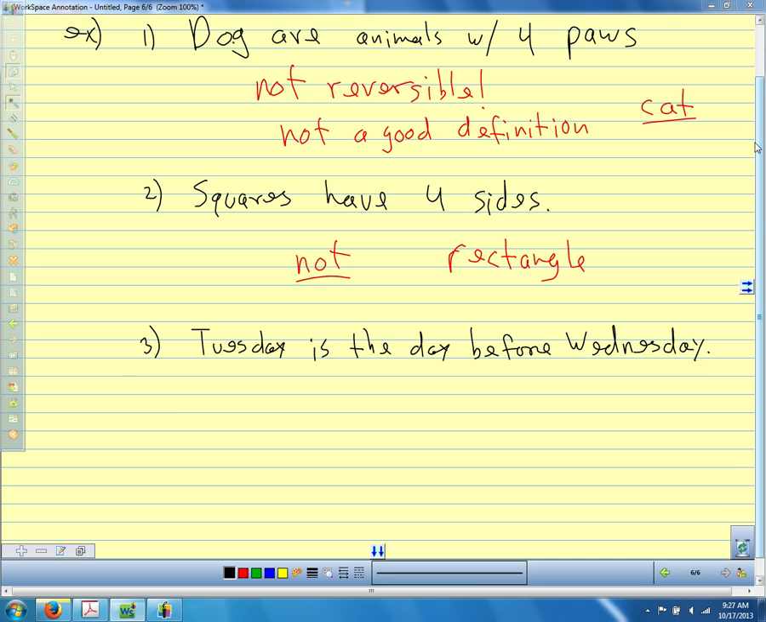So this is like what we did on our opener. So this would be, yes, a good definition. And I could write this as a biconditional, just like we did the converse of our opener, and we found that both parts were true. So we'd say, if it is Tuesday, then it is the day before Wednesday. If it is Wednesday, then the day before is Tuesday. And we could write it as it is Wednesday if and only if the day before is Tuesday. And what would be wrong with this one?